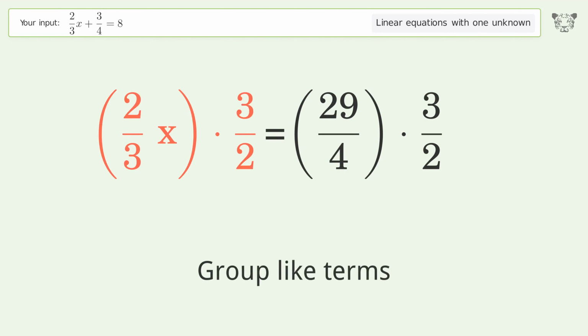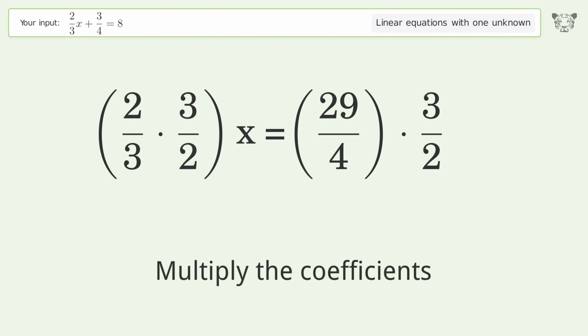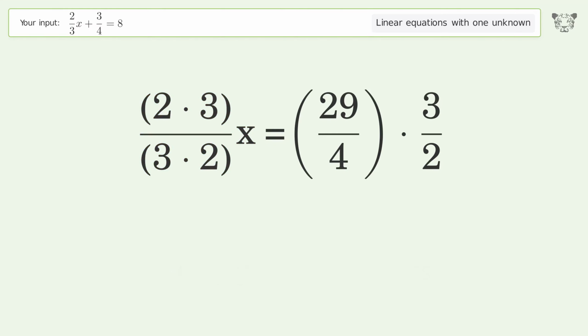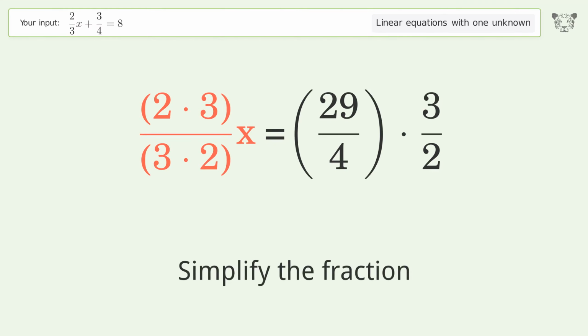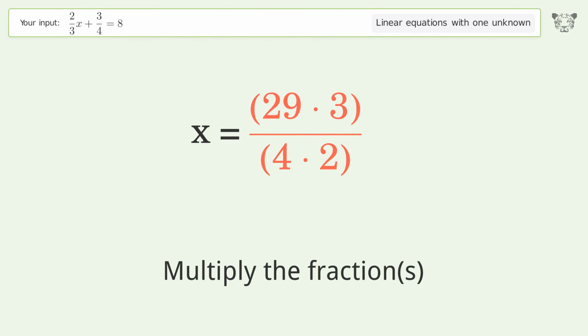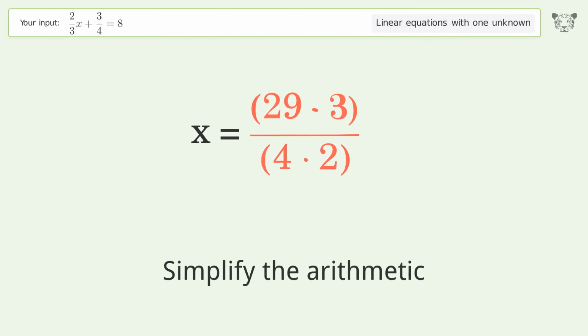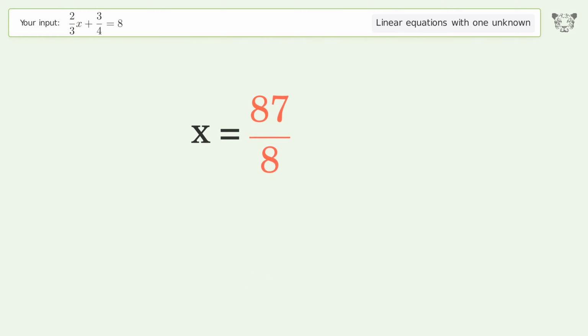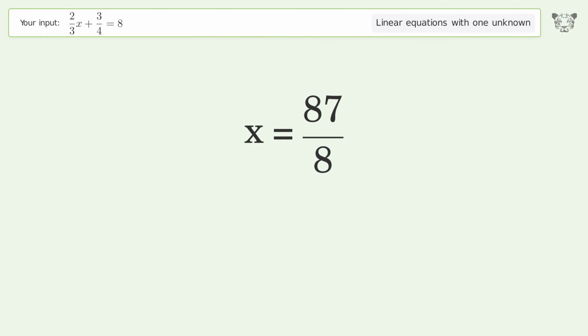Group like terms. Multiply the coefficients. Simplify the fraction. Multiply the fractions. Simplify the arithmetic. And so the final result is x equals 87/8.